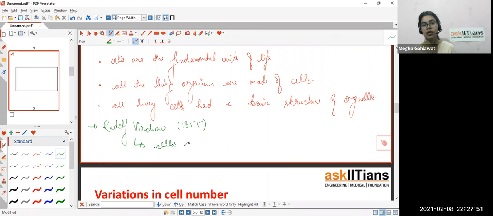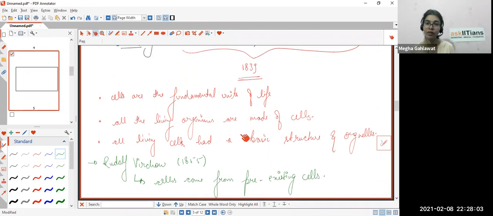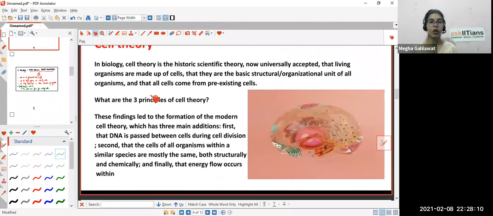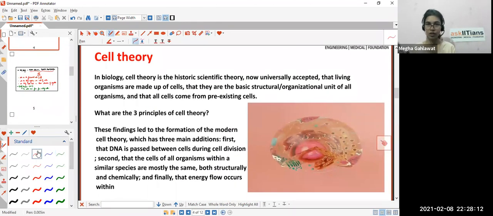Cells came from pre-existing cells. That means cells will give rise to new cells. Cells will be born from the cells themselves, right? We can go from this particular text and we'll see.